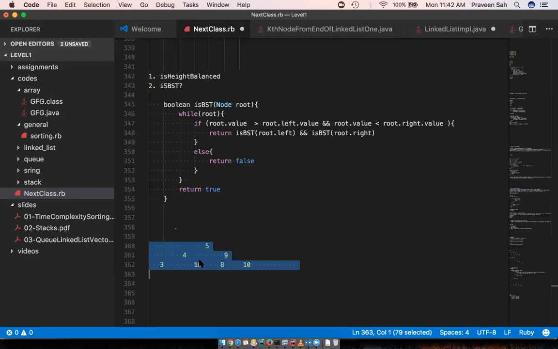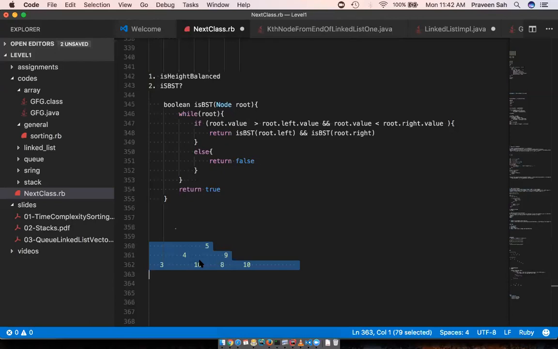Okay, so try to think. I'll also discuss is height balanced, and then we'll end the class. I would like you people to think about this question very carefully, and keep on discussing on the WhatsApp so that I can help. Also, we'll discuss in the next class. But I would like you to think on both: is height balanced and is BST.